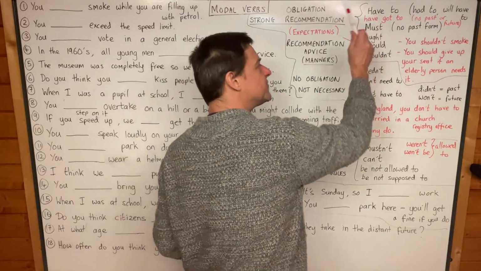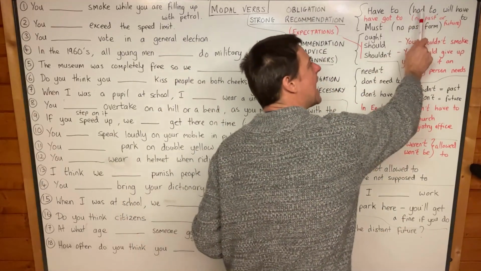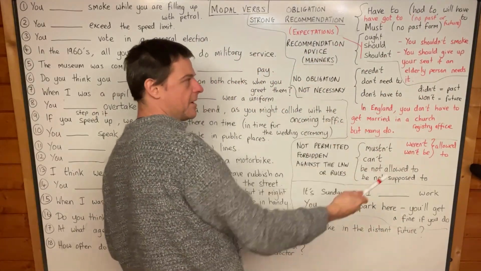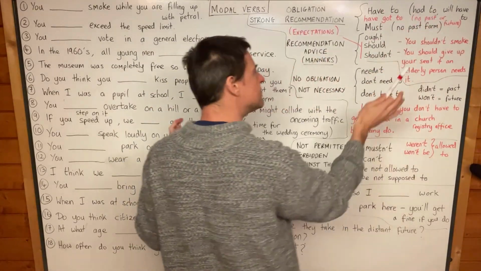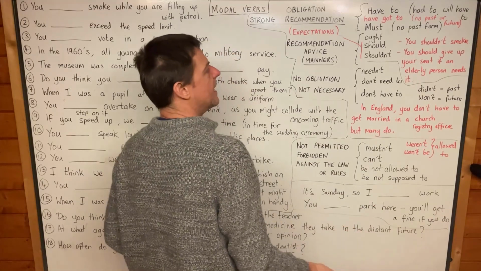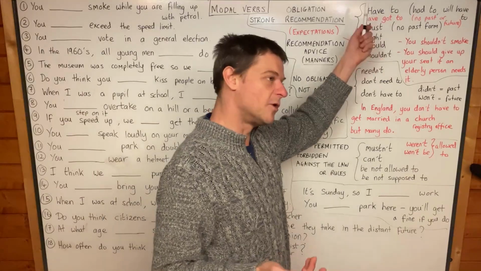And so must works for present or future, but it doesn't work for past. You need to use had to if you are dealing with the past, okay? That's how it works. And so you can already see that it gets a bit confusing, a bit complicated. You can only use have got to in the present. And must doesn't work in the past either.